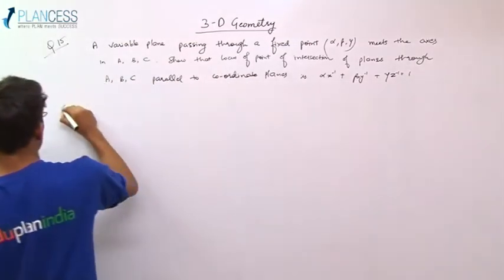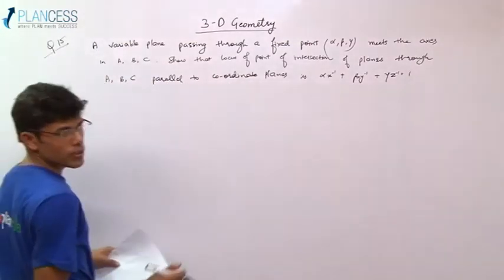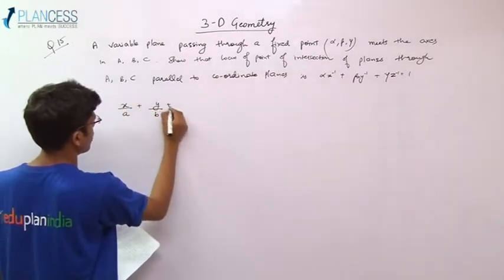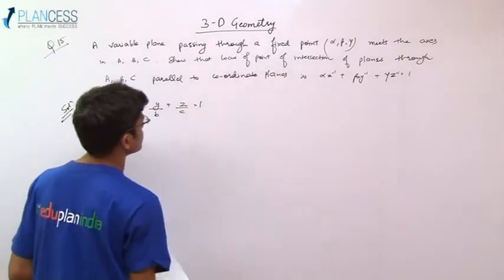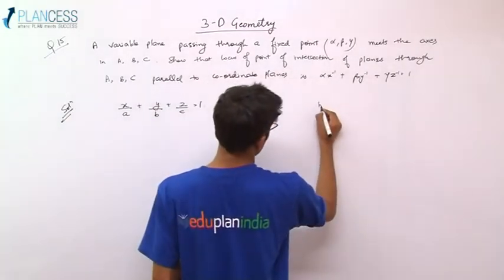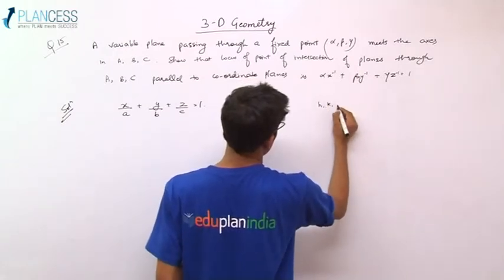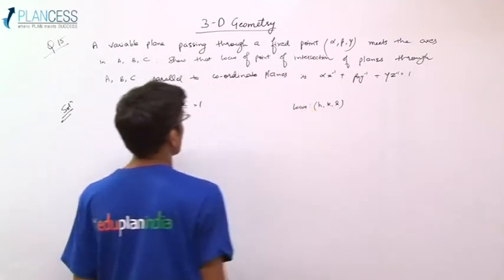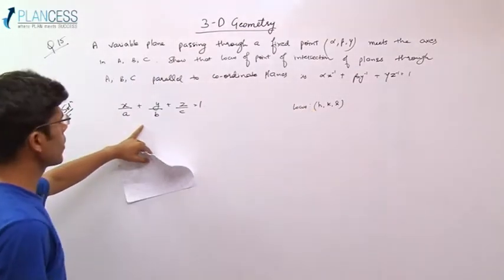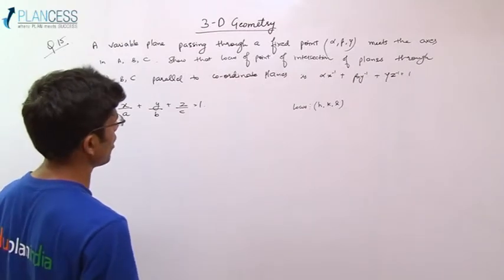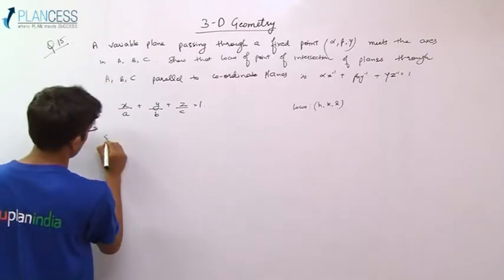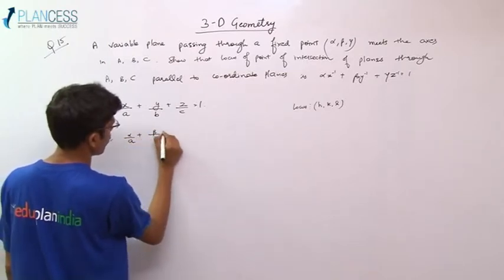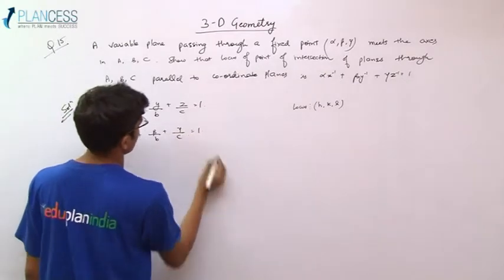Okay. So let us assume that the equation of the plane is x by a plus y by b plus z by c is 1. And let the locus have coordinates h, k, l, say. This is our locus. So this plane is the plane which is passing through the fixed point alpha, beta and gamma. So alpha by a plus beta by b plus gamma by c is 1.